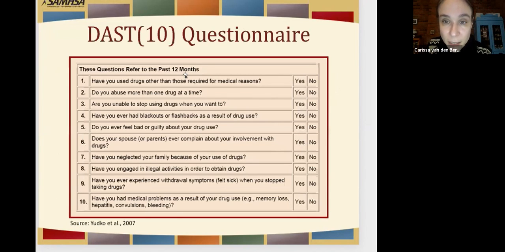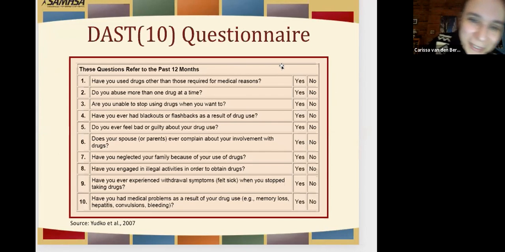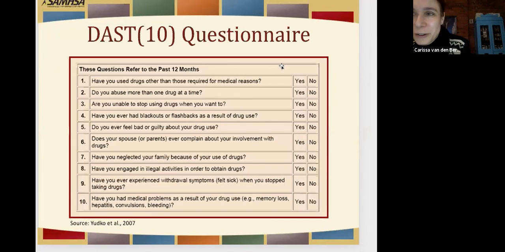So here's the DAST questionnaire. Have you ever used... this is easier to read because there are fewer questions, and they're all yes, no. So it makes it pretty simple. Have you used drugs other than those required for medical reasons? Do you abuse more than one drug at a time? Are you able to stop using drugs when you want to? Have you ever had blackouts or flashbacks? Do you feel bad or guilty about drug use?